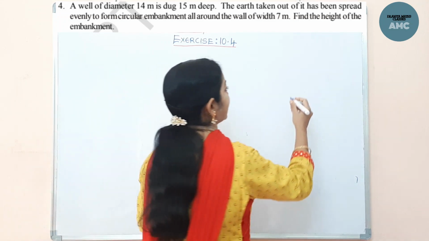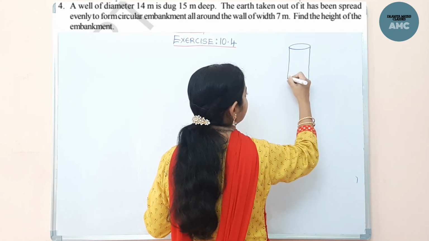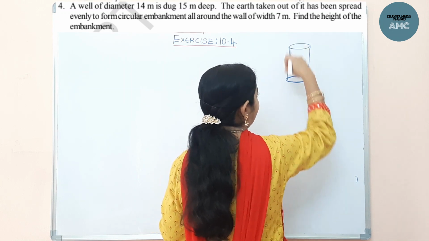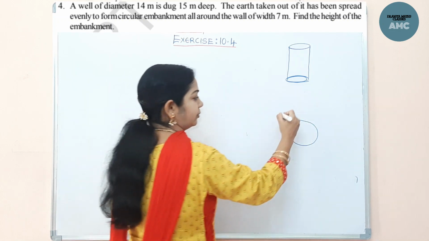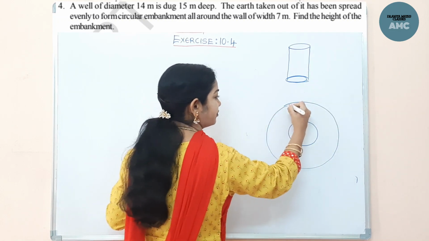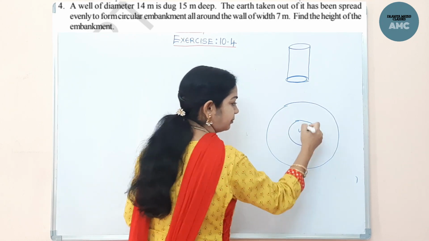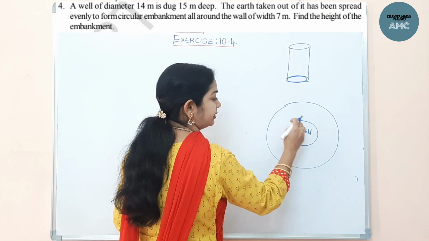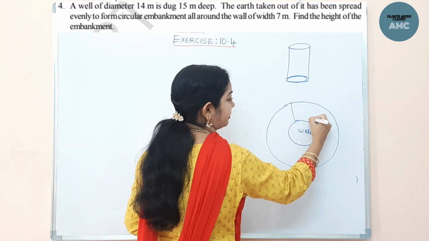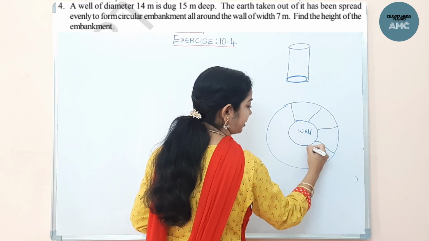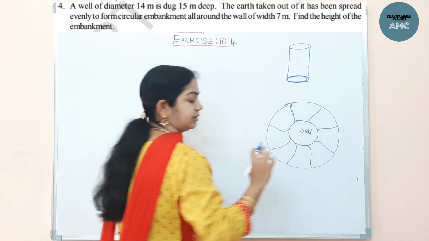Suppose I take this as a well, as a cylinder. After digging it, if you suppose this as the well inside, the earth placed is in the form of a circular embankment. So this is the well in between, deep, and the earth taken out from this is being spread in the form of a circular embankment. If you suppose this as a circular embankment, what is asked is the height of that.